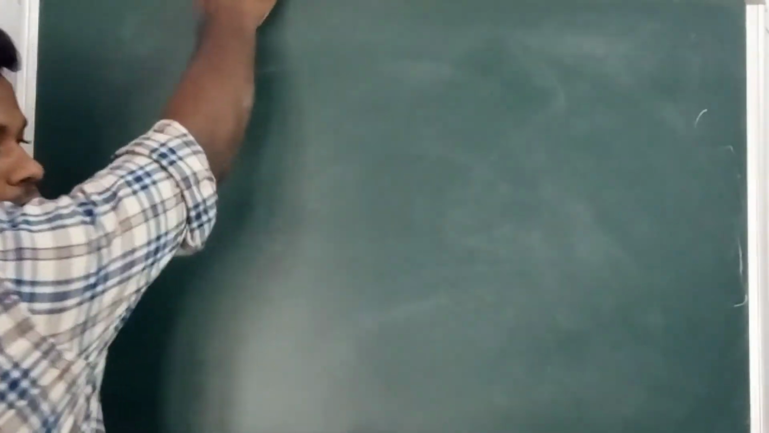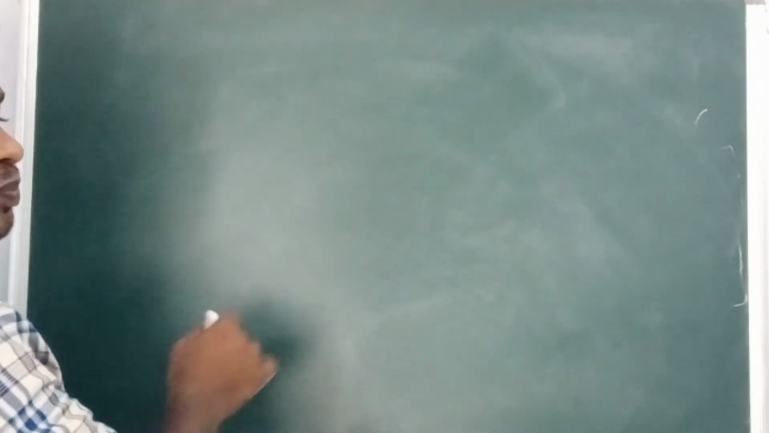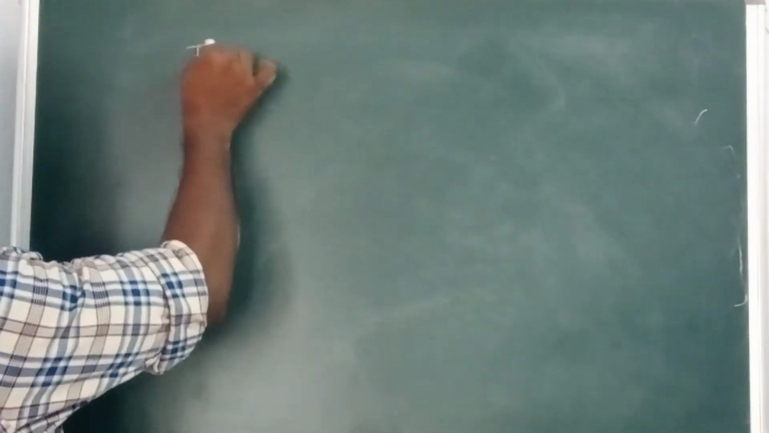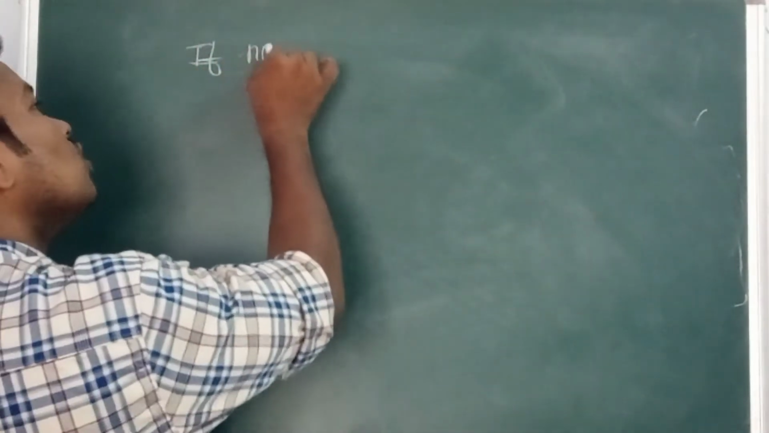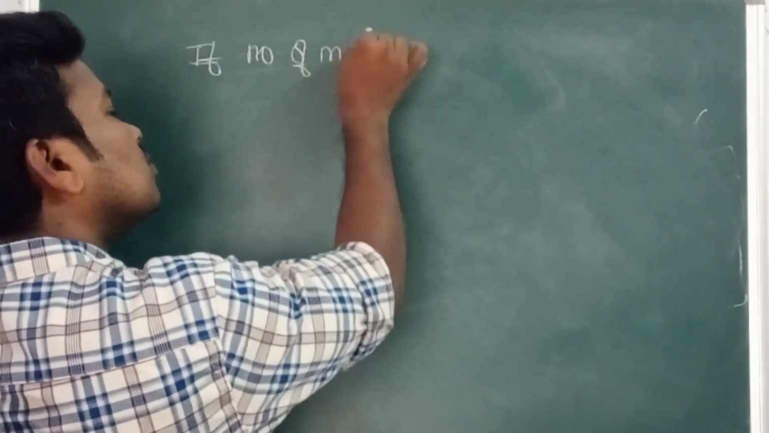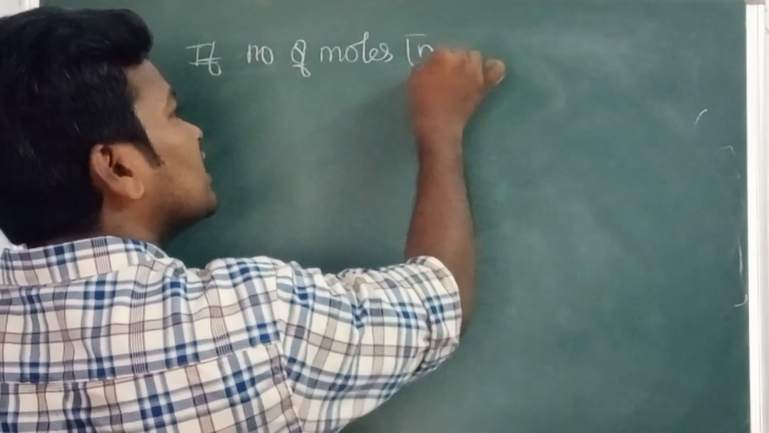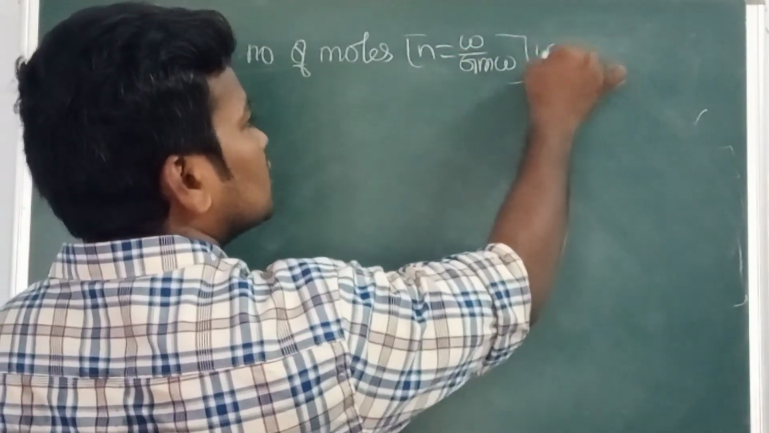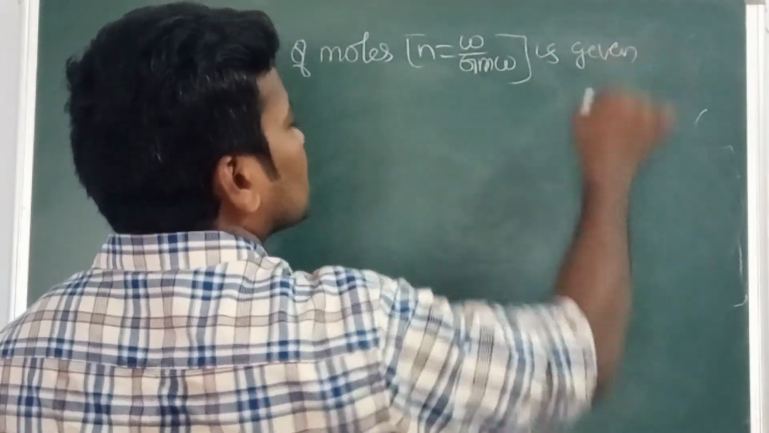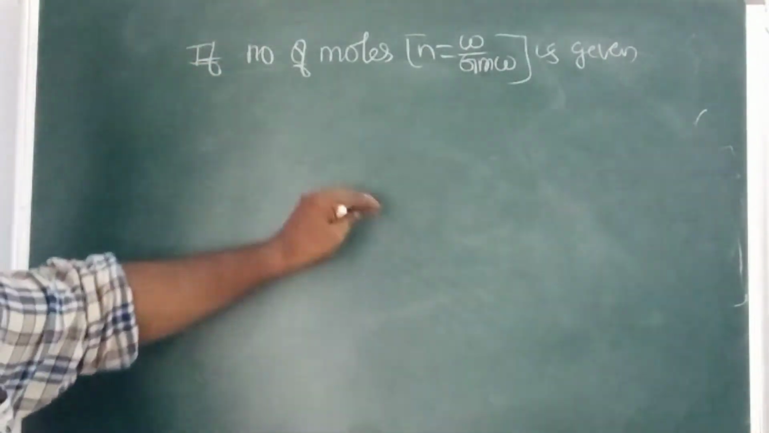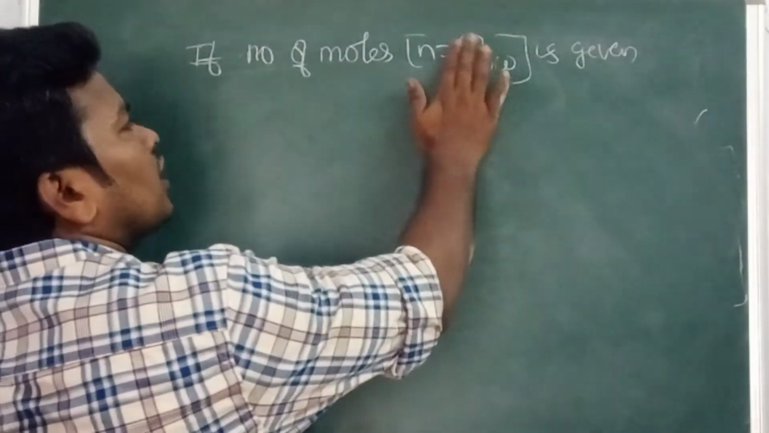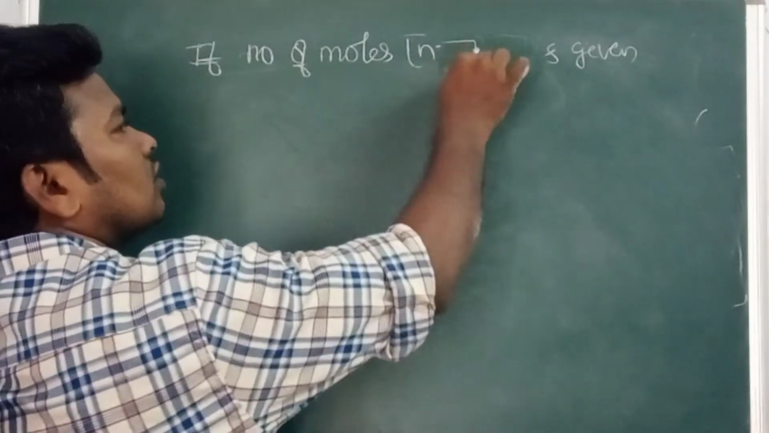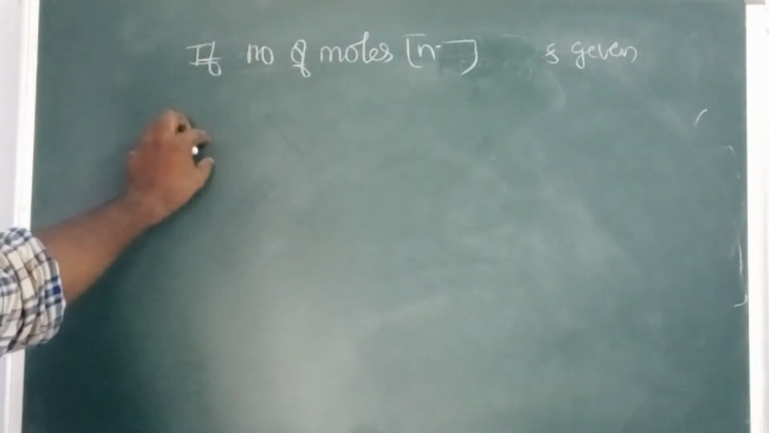Okay, next. If the number of moles is given. Moles is nothing but N, which is equal to weight by the gram molecular weight, the molar mass. Weight by the gram molecular weight, nothing but N. So now calculate the M average.